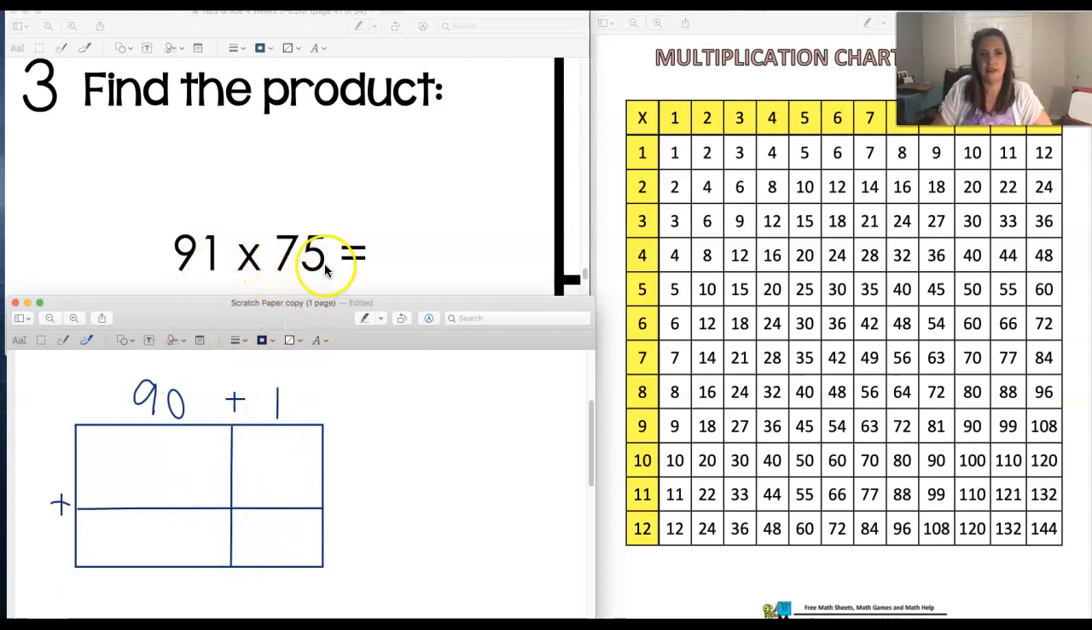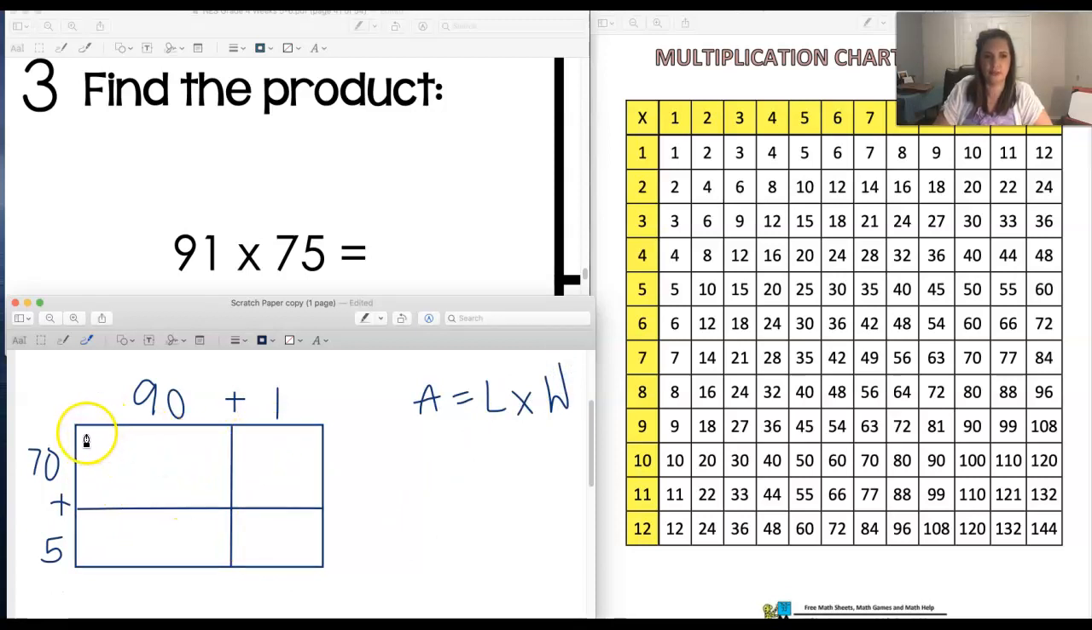Now I'm looking at the 75. This 7 really means 7 tens or 70. And the 5 means 5 ones because it's in the ones place. Now remember that they call this the area model because area equals length times width. In this case, we are finding the area of each of these individual boxes.